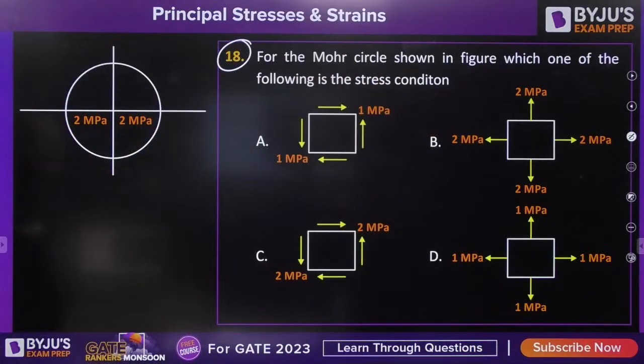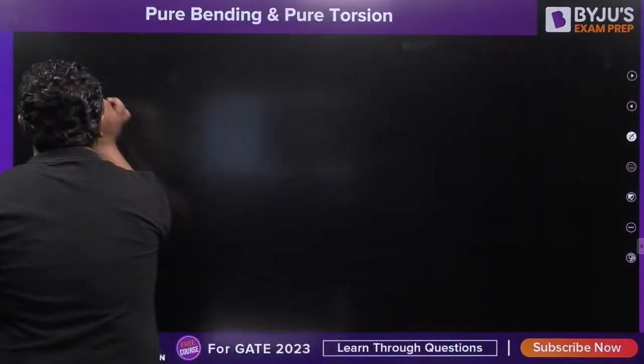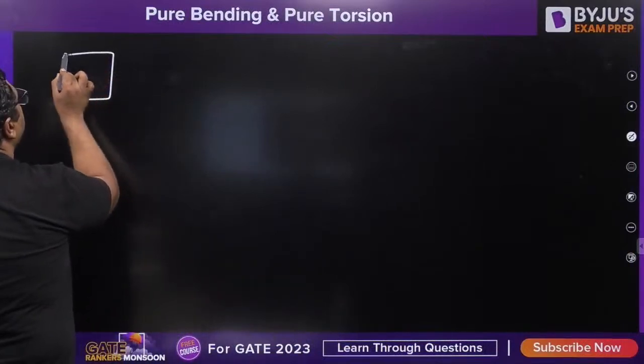So my dear, first of all, let us see how to plot the Mohr circles. So one state of stress is given like this.